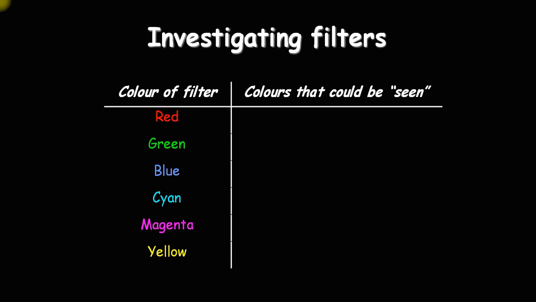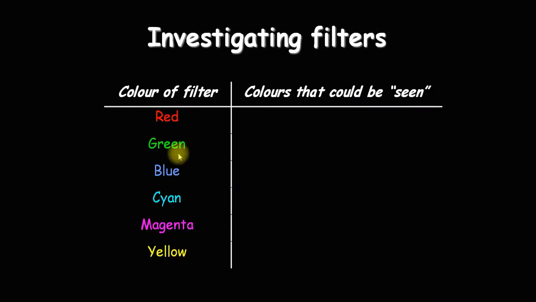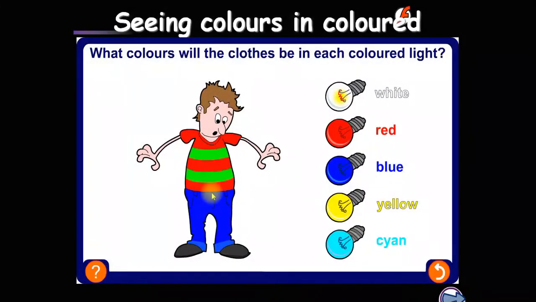Now, investigating filters, the color of the filter and the color that could be seen. For a red filter, only a red light will be seen. For a green filter, only green light. For a blue filter, only blue. And then for a cyan filter, the colors that can pass through it are blue and green, or in other words, cyan color can be seen. It is the same thing for magenta and for yellow.